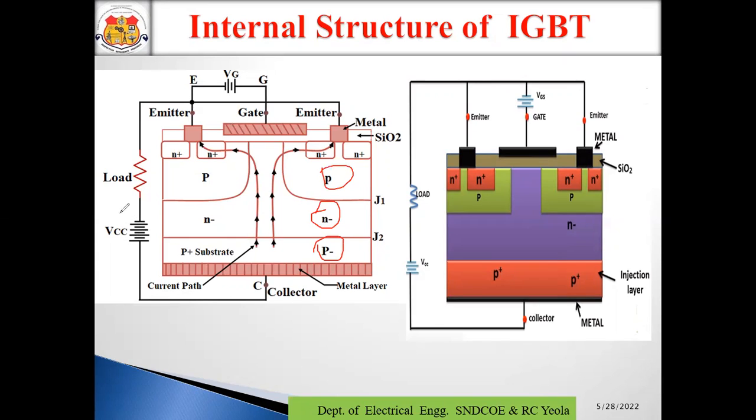Now, if we are connecting the battery through these three terminals, like emitter, gate, and collector, then what will happen? We have to understand how the current flows from here to here. Our main objective is to flow the current from this point to this point. Okay. So what happens if we connect the battery?